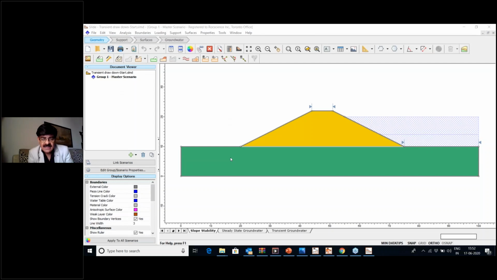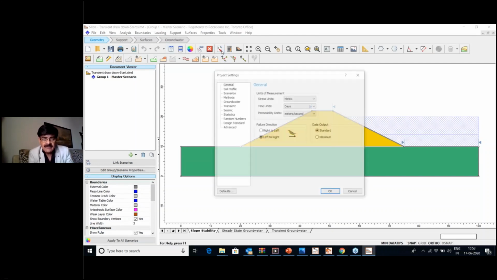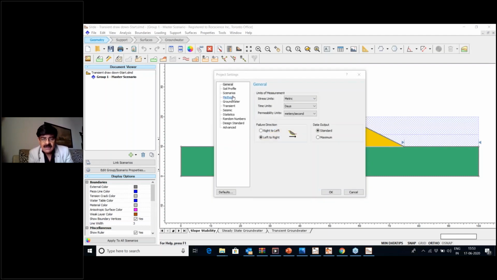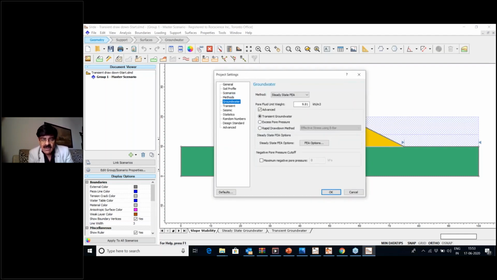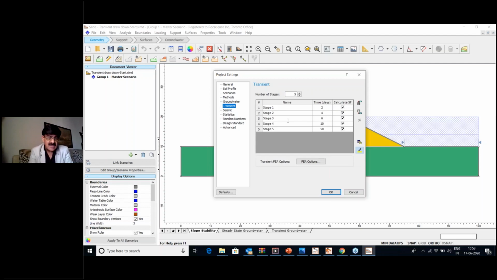What you see here is that if you go to project settings, the groundwater steady state finite element analysis has been chosen. An advanced option has been chosen, because if you don't choose advanced, you can't choose this transient groundwater. So under advanced, the transient groundwater option has been chosen for this. If you go to the transient tab, you see the stages have been specified here, 5 stages in terms of time, and the analysis would be run in that sense. So let me just cancel this.